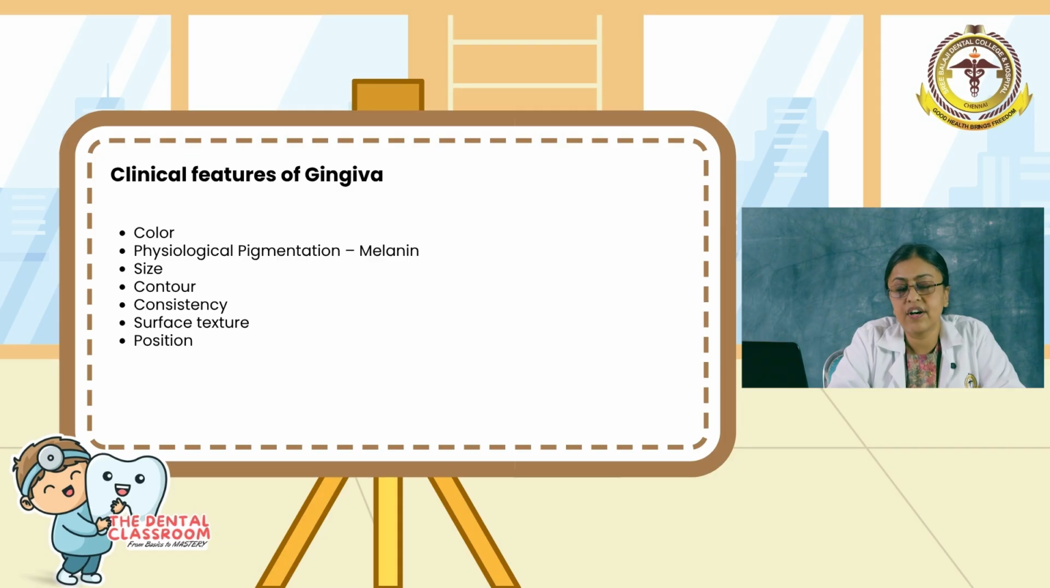Clinical features of gingiva. Here we are going to discuss the color of the gingiva, physiological pigmentation, that is the melanin, the size of the gingiva, contour of the gingiva, consistency, surface texture and position of the gingiva.